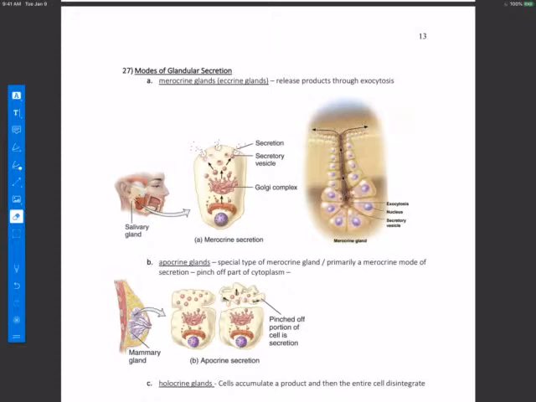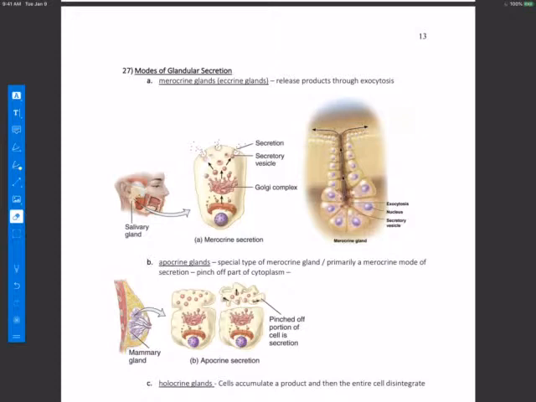Those abundant sweat glands in your skin, those eccrine glands, release their products through exocytosis. They have vesicles, which are little membranous sacs of the product, or sweat. That vesicle moves from the inside of the glandular cell toward the cell membrane. It then fuses with the cell membrane and releases its product into the duct. And so that would be a merocrine secretion.